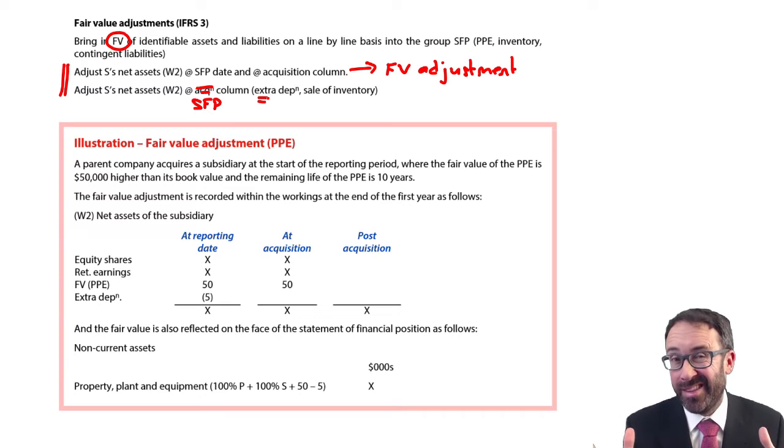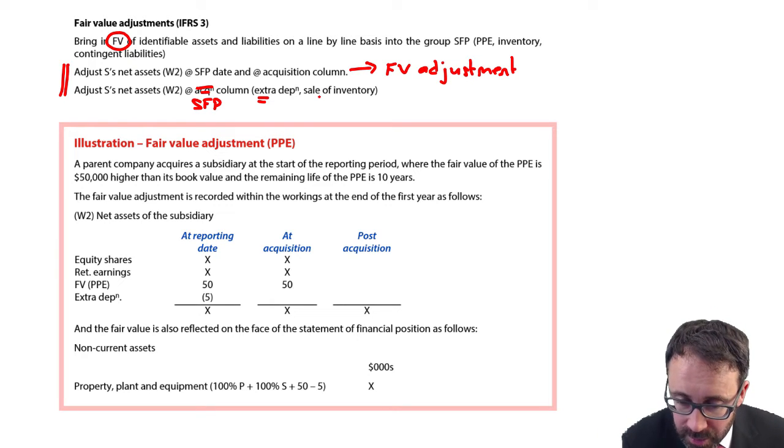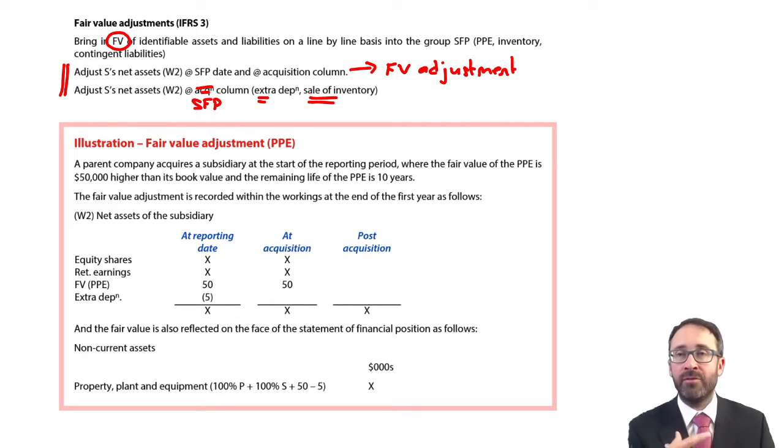And then, rare to see fair value in inventory. It's much more common to see fair value in PPE. But if you have a fair value adjustment on your inventory, just be aware that may change because whatever the inventory was at the acquisition date, there might now be no inventory at the reporting date because it's all gone and it's all been sold.